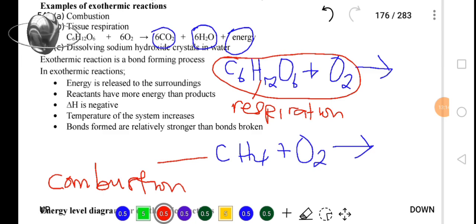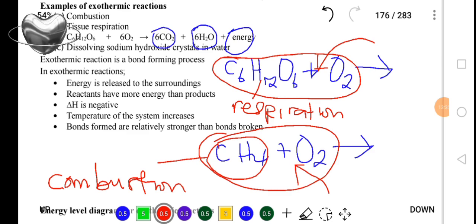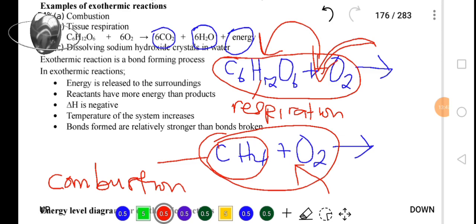In combustion, fire is involved. Here we are burning the substance. Here we are burning methane. In respiration, we are not burning glucose, but we are oxidizing glucose. So, respiration is an oxidizing process where you just add oxygen to glucose, and when you add oxygen to glucose, you are going to produce new substances. No burning is involved. Glucose is not going to be burning, but it is just going to be oxidized.